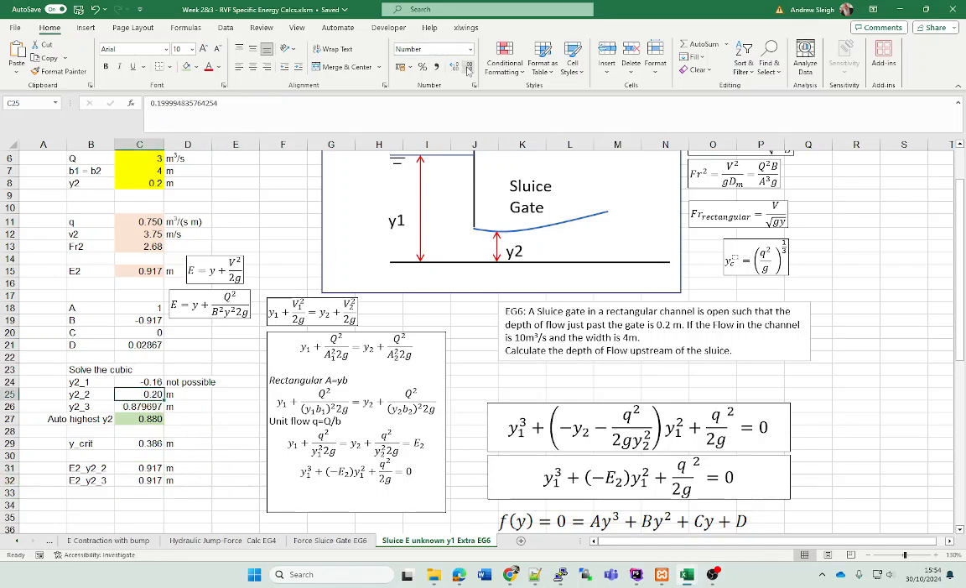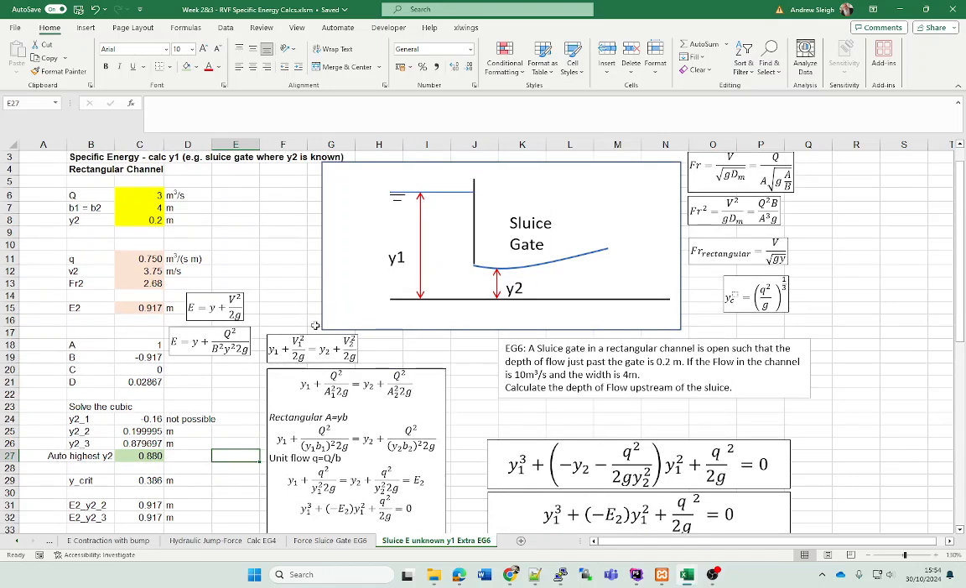Let me just show that it's not quite 2. And okay, so we've done an energy calculation to calculate the depth upstream of a sluice gate, and you can do this for many structures. This is the analysis we start with: energy upstream is equal to energy downstream. You manipulate it to get the unknown and solve. Okay, thank you.